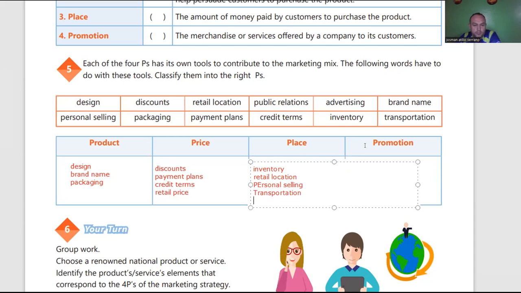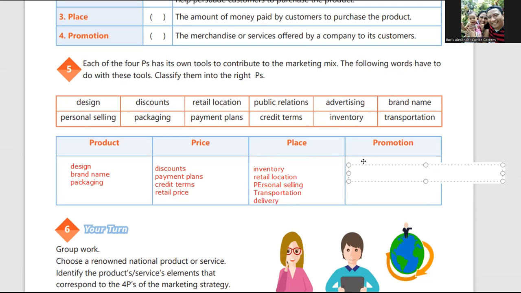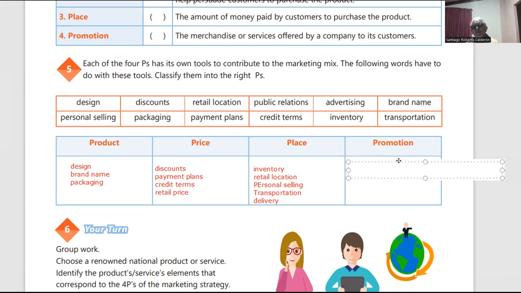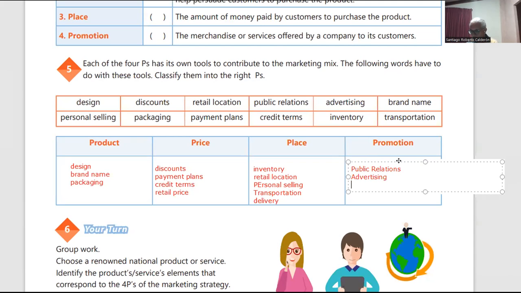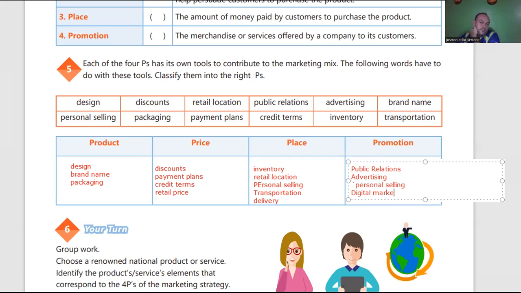Delivery. Okay, what about promotion? Public relations. Personal selling. Public relations. Personal advertising. Selling. Advertising, correct. It's correct. Personal selling. Digital marketing. Okay, very good, very good.